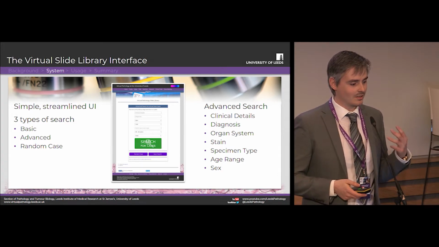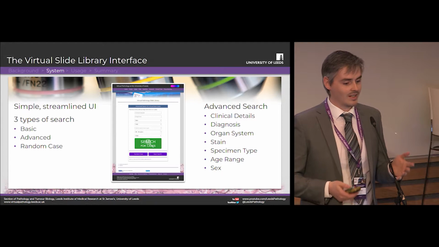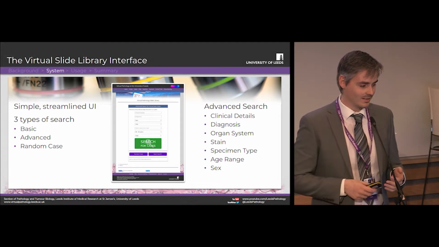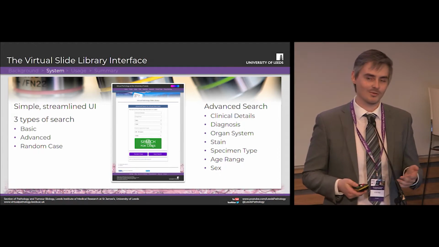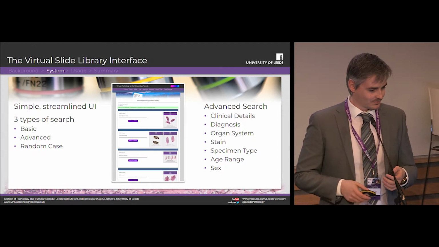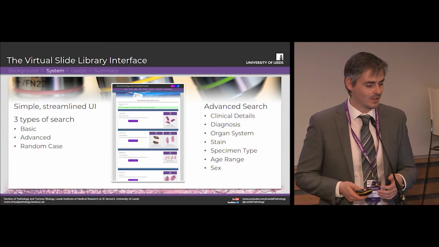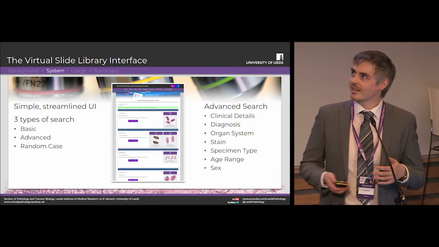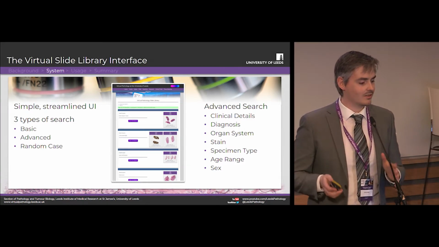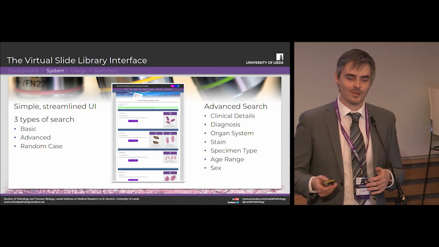There's 3 different ways you can query it. So you can have a basic search by the diagnosis, have an advanced search where you can see the criteria there, or a random case in case you want to test out your knowledge. So once you've made the search, the relevant cases are displayed in a list. You've got the clinical information on the left, and a link to the slide image on the right.